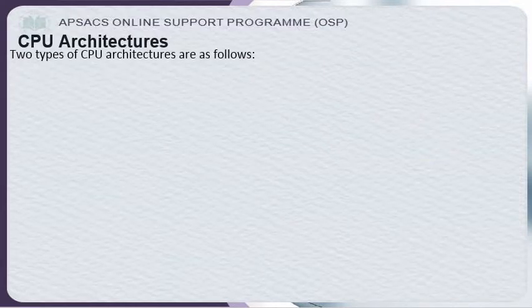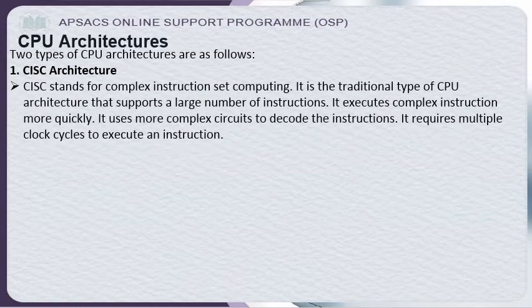CPU architecture. There are two types of CPU architectures. CISC architecture. What is CISC architecture? CISC stands for Complex Instruction Set Computing. It is the traditional type of CPU architecture that supports a large number of instructions. It executes complex instructions more quickly, or it uses more complex circuits to decode the instruction. It requires multiple clock cycles to execute an instruction.